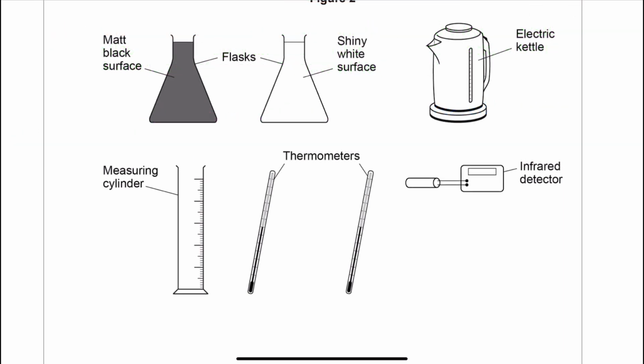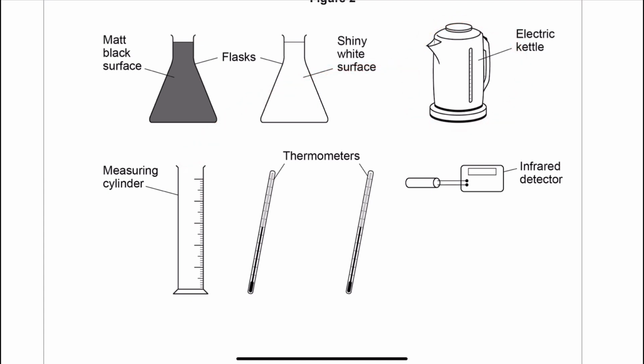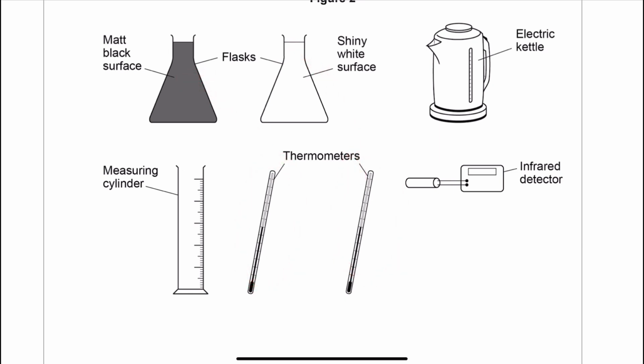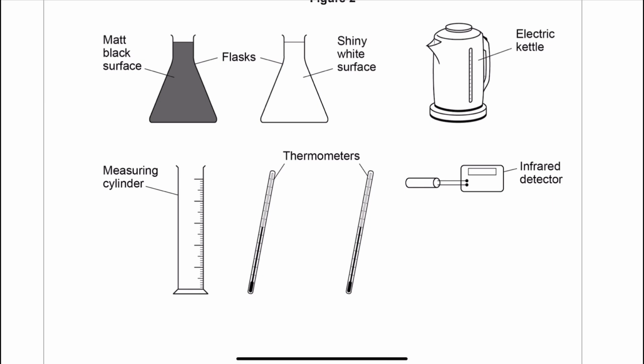The student will use the hot water from the electric kettle and she will pour it into the measuring cylinder and measure the volume of the water which she is going to use in her experiment. And she is going to use the same volume of the water in both flasks, the black surface flask and the white shiny surface flask. With the help of the thermometers, she is going to measure the initial temperature of both of the flasks. The infrared detector will help her to find the value of the radiations emitted from each flask.